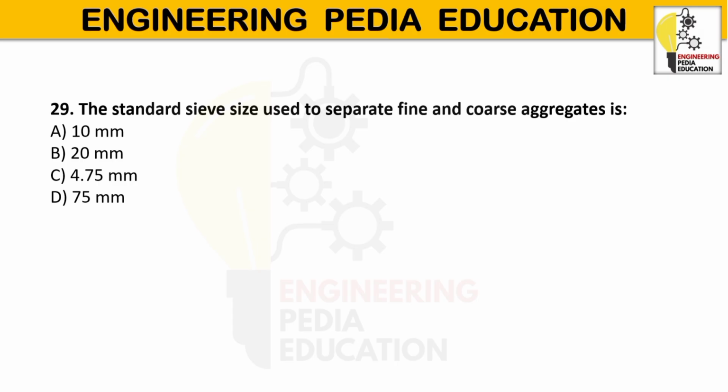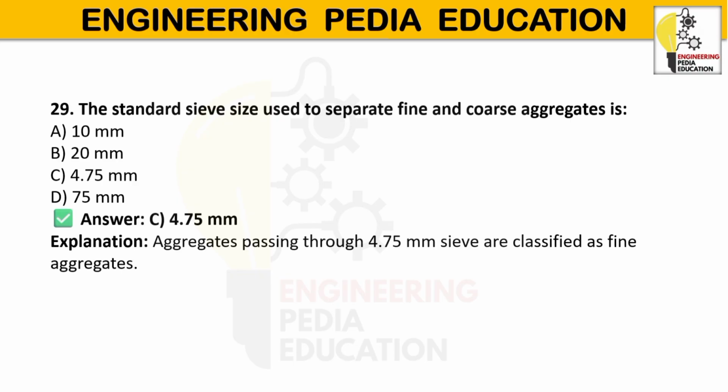The standard sieve size used to separate fine and coarse aggregate is 10 mm, 20 mm, 4.75 mm, 75 mm. So the correct answer is 4.75 mm. Aggregate passing through the 4.75 mm sieve is classified as fine aggregate, and aggregate retained on the 4.75 mm sieve is classified as coarse aggregate.